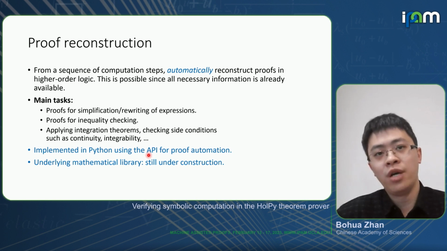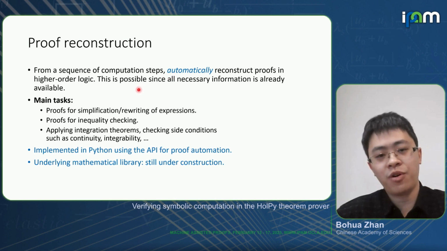But if we wish to prove that this computation is correct, in the standard of interactive theorem proving, then what is necessary is to reconstruct the proof from the sequence of computation steps. If you are familiar with the interactive theorem proving community, this should be quite familiar to you. From the sequence of computation steps, what we need to do is to automatically reconstruct proofs in a higher order logic or in some other logical foundation.